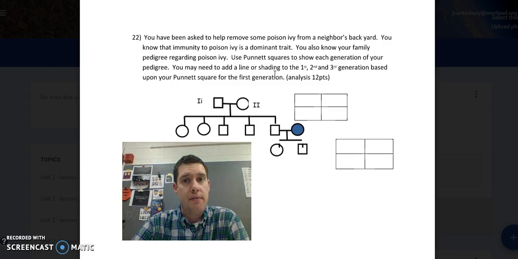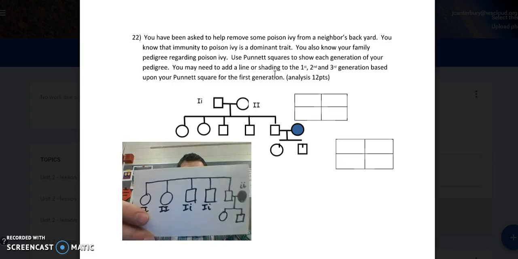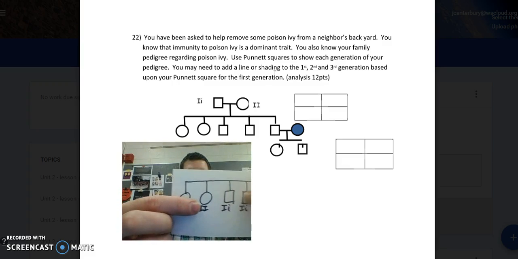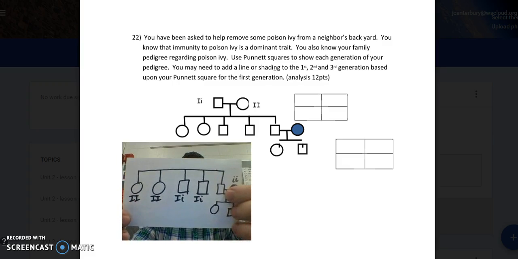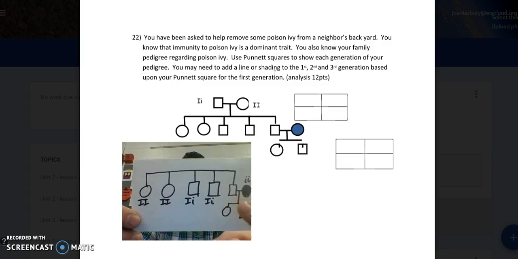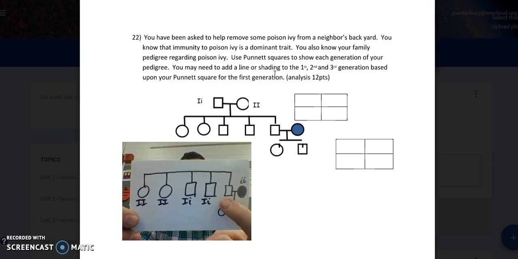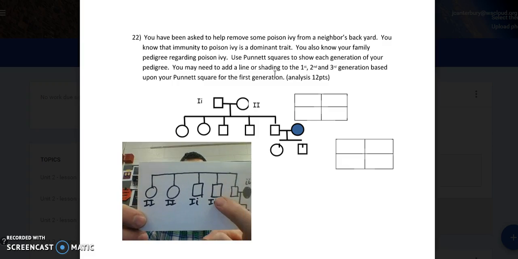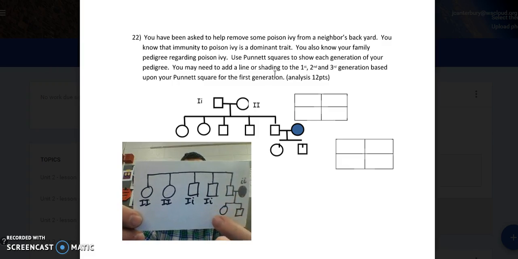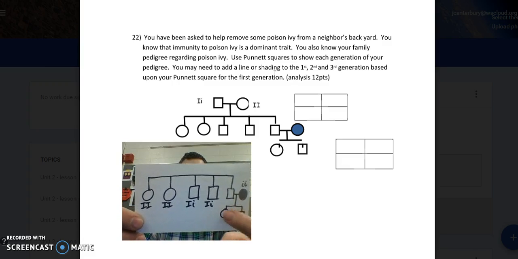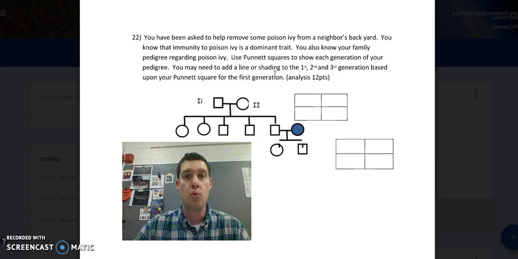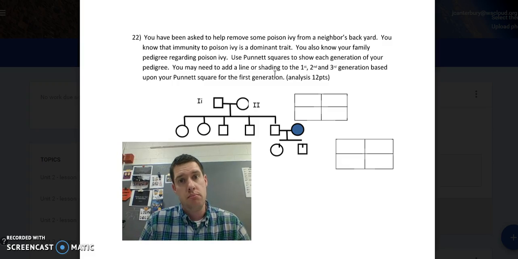Sorry, this is really hard to do backwards because it looks like a mirror. If you decide that this dad right here is homozygous dominant, you cross it with a homozygous recessive, the kids are going to have a 100% chance of being heterozygous, which means both of these individuals will have the poison ivy immunity. Fine, there's your answer.